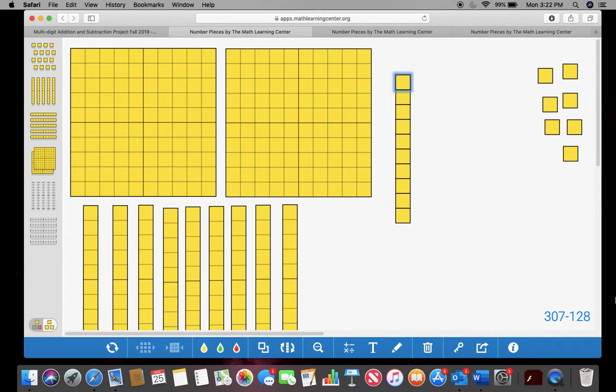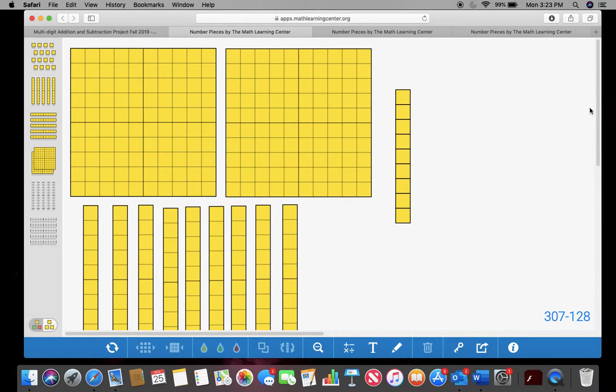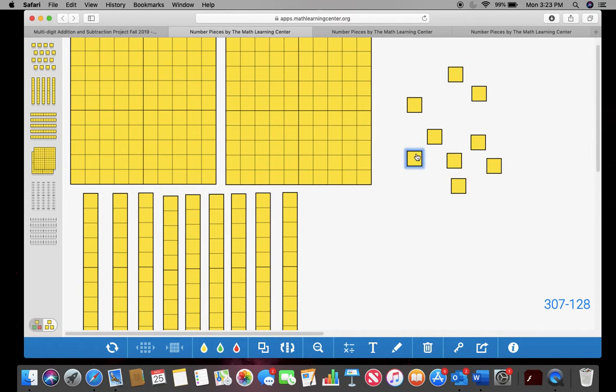So now we're going to take away 8 from 17. So we would get rid of 8: 1, 2, 3, 4, 5, 6, 7, 8. And then we do want to delete those. Okay, so we got rid of the 8. Let's see how many ones that gives us: 1, 2, 3, 4, 5, 6, 7, 8, 9.